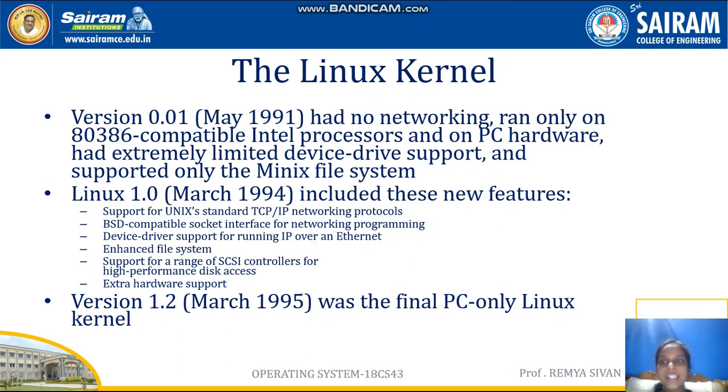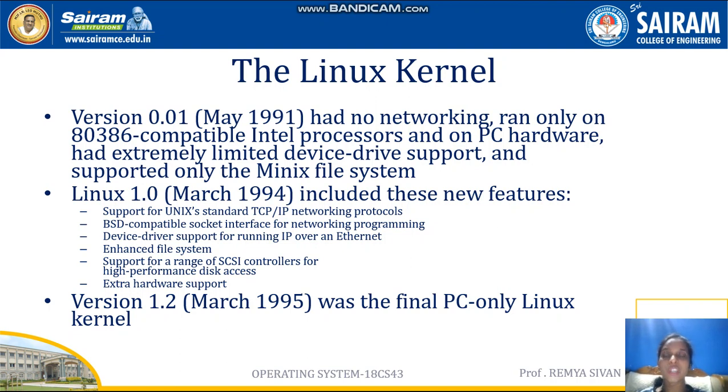The next version is Linux 1.0. It has some new features added, and it was developed in March 1994. The new features are support for the Unix standard TCP/IP networking protocol, a BSD-compatible socket interface for network programming, device driver support for running IP over the internet, an enhanced file system, support for a range of SCSI controllers for high-performance disk access, and extra hardware support. These are the new features added to Linux 1.0. So it started to support networking.